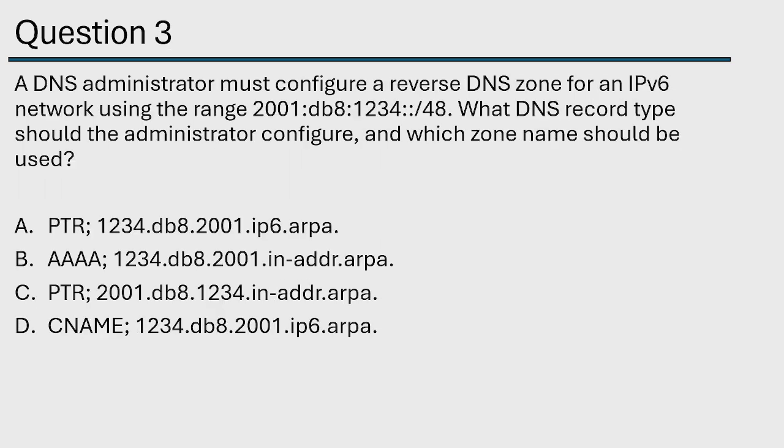A DNS administrator must configure a reverse DNS zone for an IPv6 network using the range 2001:db8:1234::/48. What DNS record type should the administrator configure, and which zone name should be used? What is our record type and what zone name? Right, so it's kind of a double-edged question on this one.